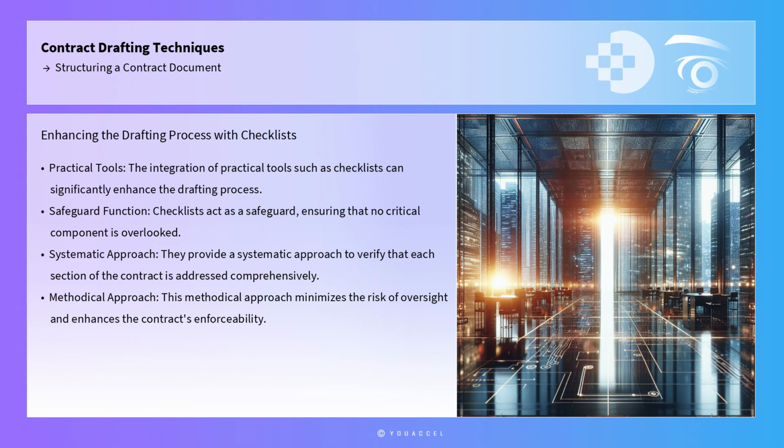The integration of practical tools such as checklists can significantly enhance the drafting process. Checklists act as a safeguard, ensuring that no critical component is overlooked. They provide a systematic approach to verify that each section of the contract is addressed comprehensively. For example, a checklist for the termination clause might include questions about notice requirements, termination fees, and the rights of parties upon termination. This methodical approach minimizes the risk of oversight and enhances the contract's enforceability.